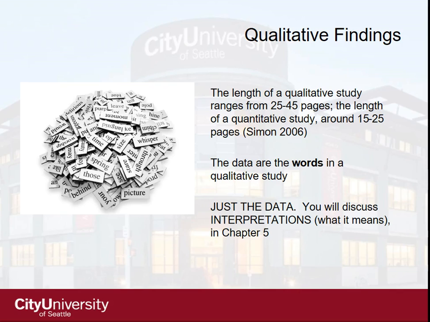Now, qualitative studies typically range from 25 to 45 pages in length in chapter 4. In a quantitative study, roughly 15 to 25 pages. And again, these are rough estimates. What you do not want is a 50 or more page chapter 4. I worked with a dissertation student who had, I think, a 65-page chapter 4 and a 70-page chapter 5, and I just thought, that's way too much.